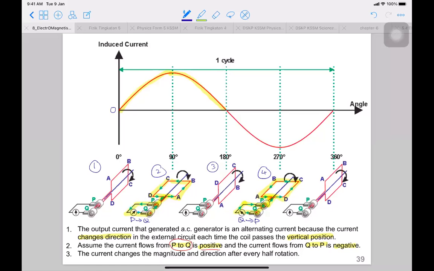Okay. Then dia punya apa tu? The coil continues to rotate until it is again in the vertical position. So dia punya reading again will return to 0. Alright. So dia punya, the shape is sinusoidal. Graph of sinusoidal. This one okay?